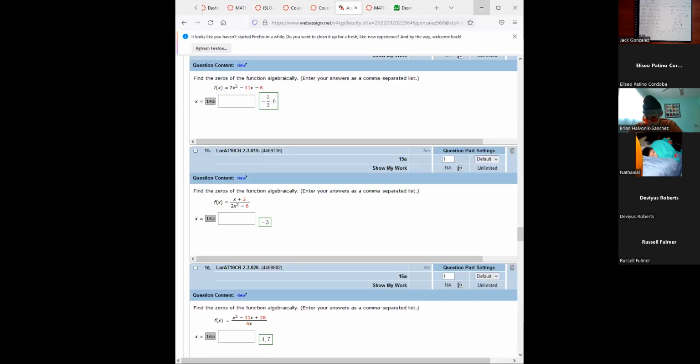For 15, the denominator is never going to make the function 0. So all you got to do is look at what's happening at the top. For these types of functions, just set the top to 0. Don't worry about the bottom. So when you solve it, you can see, right? It's going to be this. Same thing here.